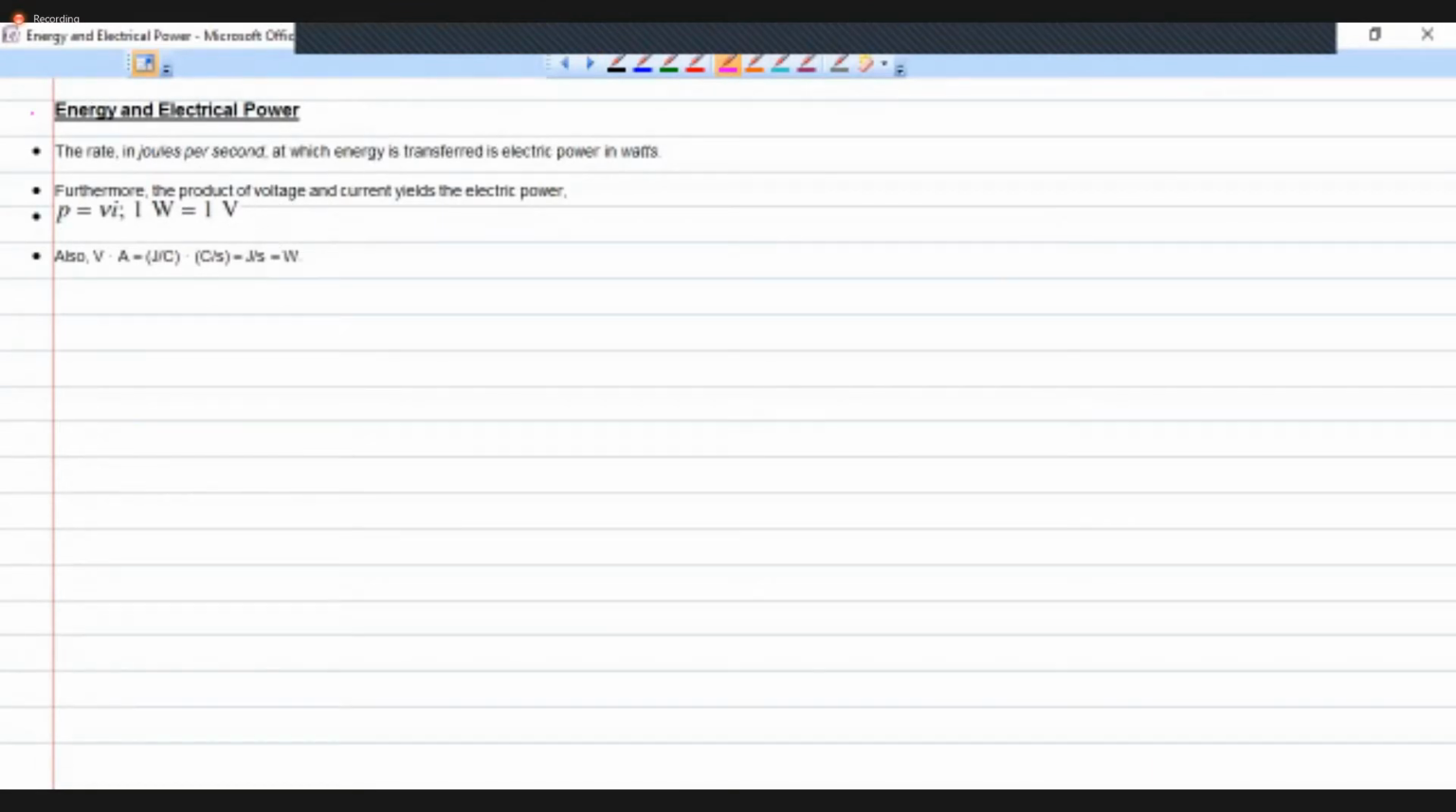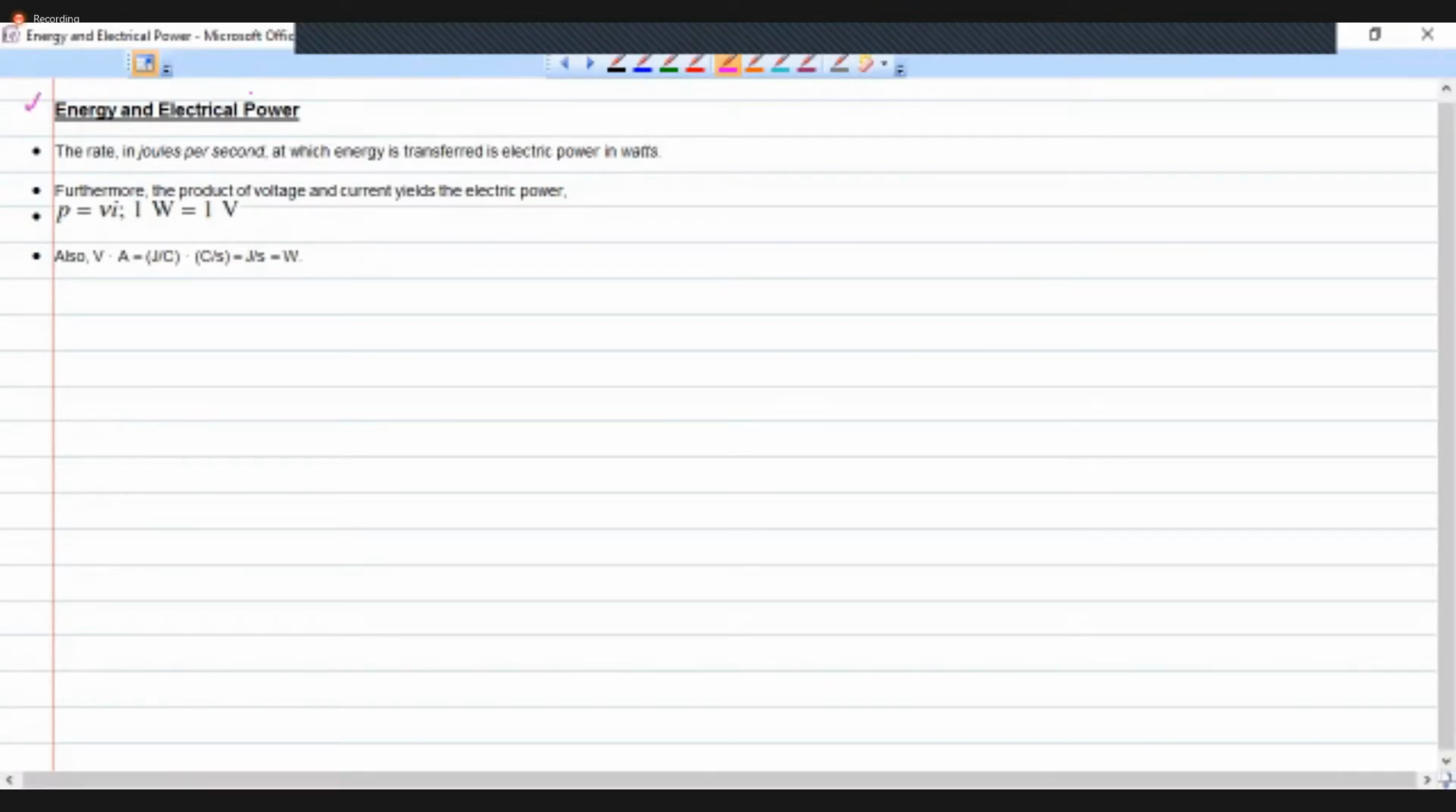Now coming to energy. In physics, we have studied the definition of energy. That is the ability to do work. Okay. And what is power? Power is the rate at which work is done per unit time. Okay, rate of doing the work.